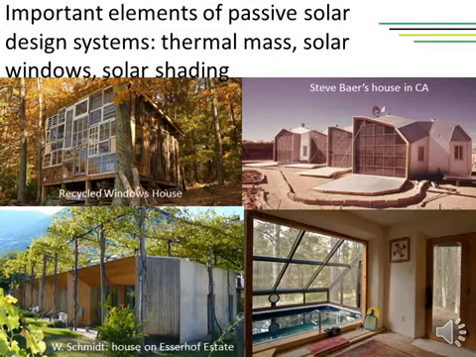Above we have Steve Baer's house in USA, which has some kind of Trombe wall with water barrels painted in black, in front of which is south glazing. This house also has these big shutters, which can act as a reflecting surface to enhance solar gains when opened, or they can prevent excessive heat losses or gains when closed.